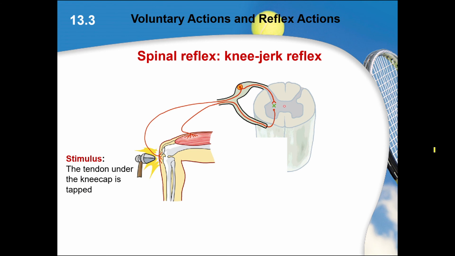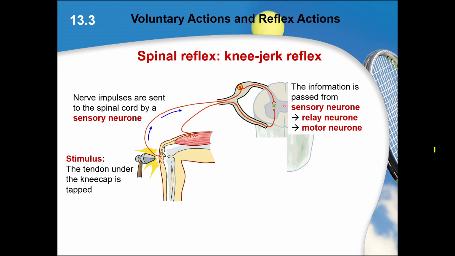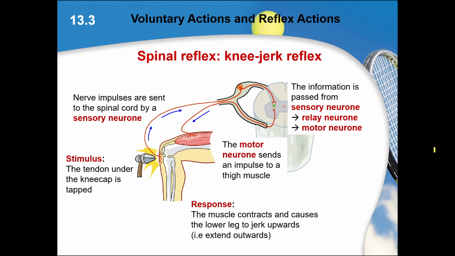Okay, so this is an example of the knee-jerk reflex that I was telling you about. If you hit the tendon under your kneecap, you just need to tap it lightly. Nerve impulses will be sent via the sensory neuron towards the central nervous system, which in this case is the spinal cord. Information is passed from the sensory neuron to the relay neuron, then to the motor neuron, and your leg muscle will contract, causing the lower leg to jerk. Okay? When school reopens, we may be able to try it with some of you.